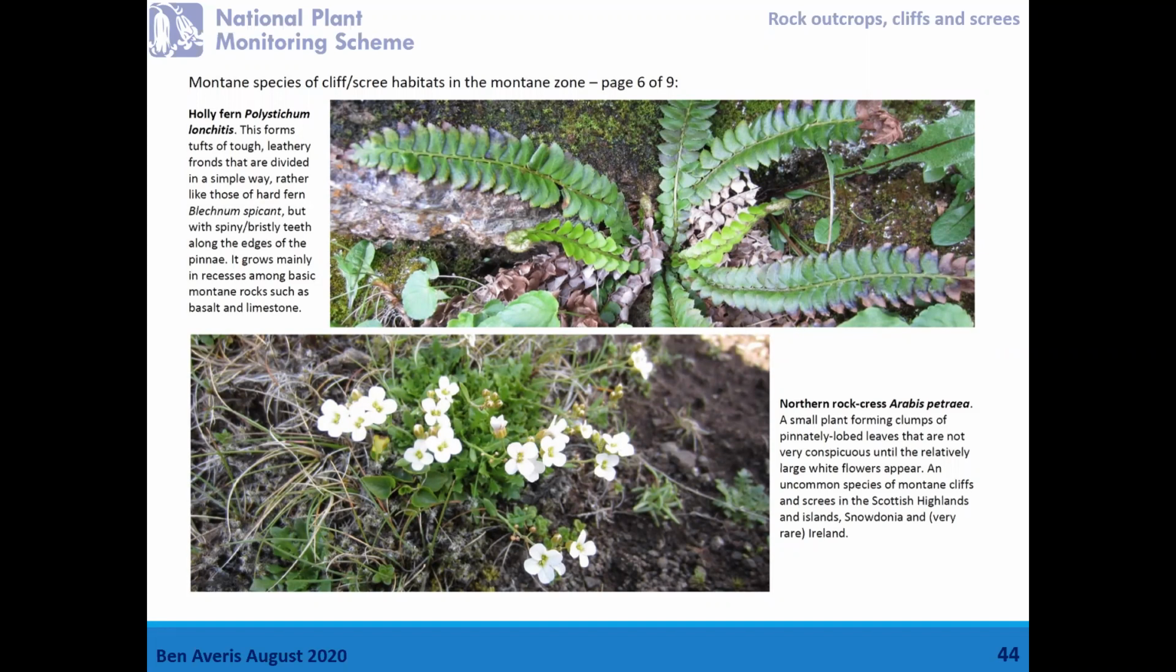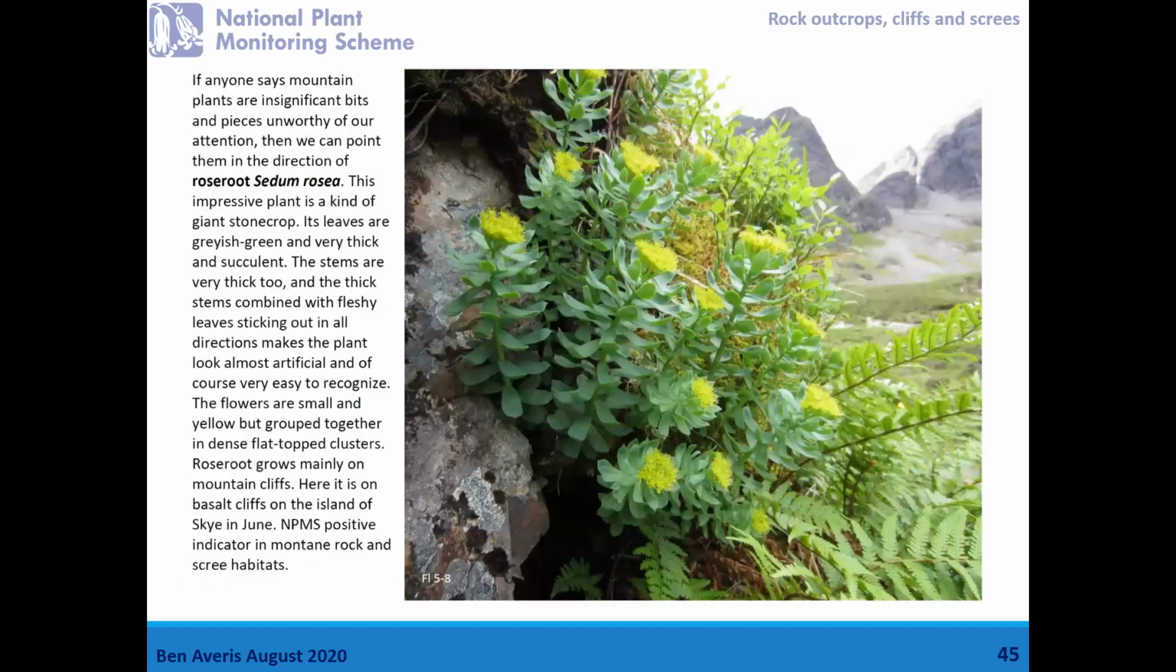It's got little leaves that are not hugely distinctive. They've got pinnate lobing left and right on these quite small leaves, but the flowers are relatively large for quite a small plant. White flowers with four petals there. It's a crucifer. Grows on base-rich rock. And the next one, you never mistake this plant for anything.